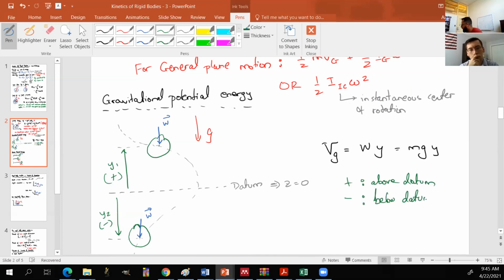And the choice of datum is arbitrary, as we saw in energy conservation. Just make sure it's consistent between your two positions, and the signs take care of themselves. Don't choose one datum for one position and another datum for another position. Choose one datum and stick with it for the whole problem.